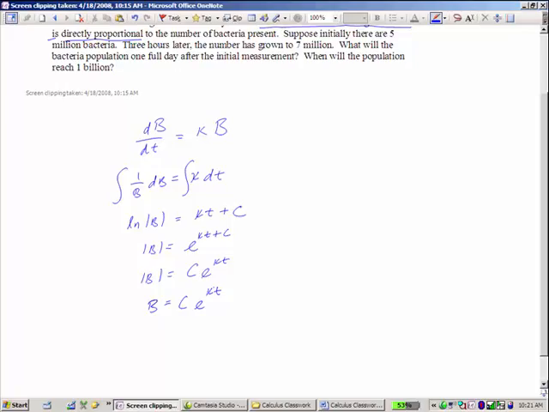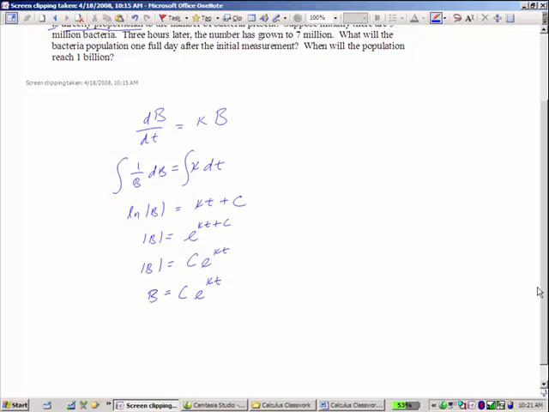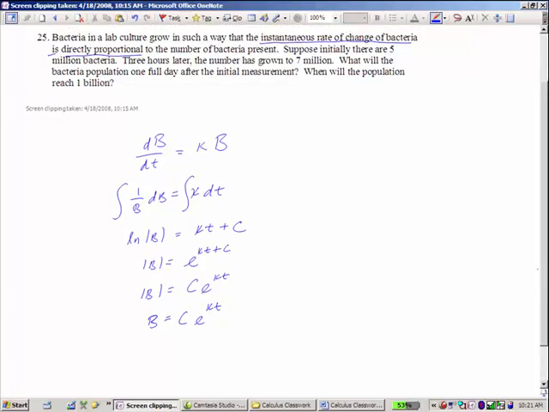Suppose initially there are 5 million bacteria. 3 hours later, the number has grown to 7 million. This is good because this is an exponential equation, right? I think so. What's the bacteria population 1 full day after this? Okay, so it's asking me questions about the bacteria's population, and Christina says, well, this is good because this equation actually tells me what the population of bacteria is.